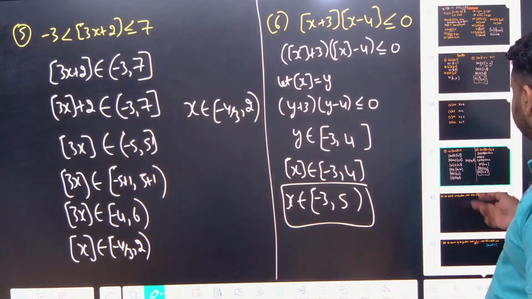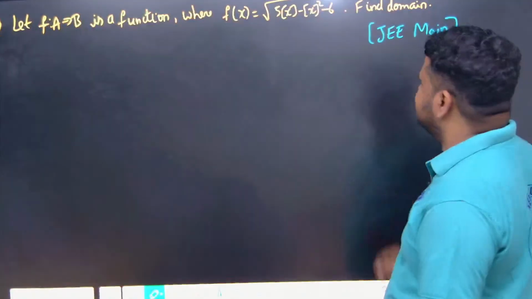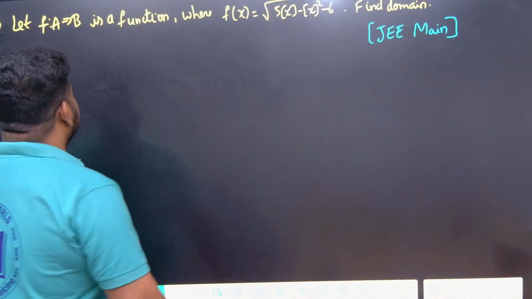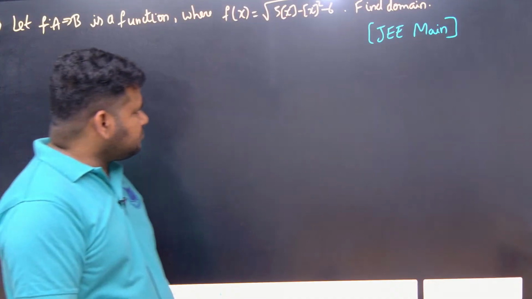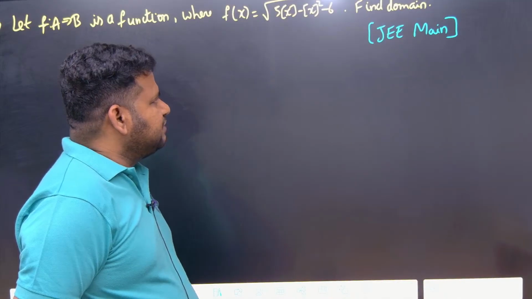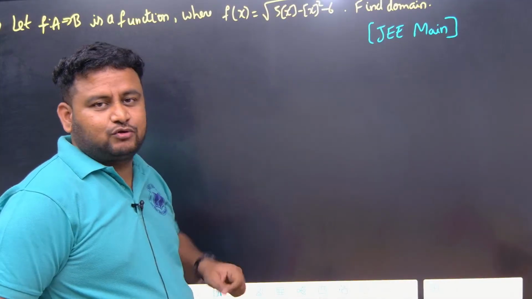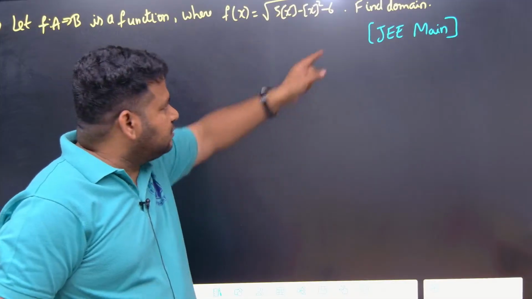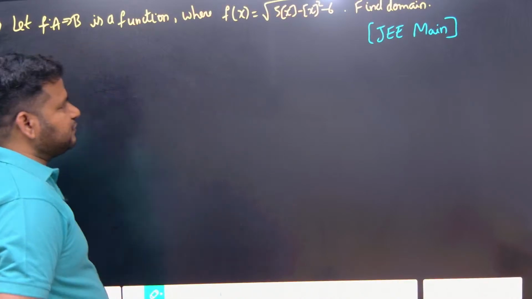Let us see some examination questions that have appeared from the step functions. So see here, there is a JEE Main question that has appeared. Directly you should know the concept of step function. Let f be a function from A to B where f of x is given as the square root of f of, that is, 5 times the step of x minus the step of x whole square minus 6. Find the domain, they are telling. Here the question is not about the step function, it is about the domain. I told you already how to find the domain, but here the step function is there inside. So you should know the basics of the step function to find out the domain. So let us find out the domain here, friends.